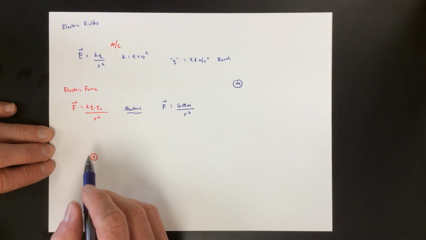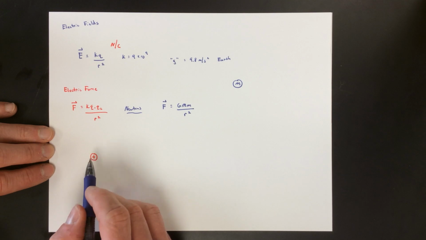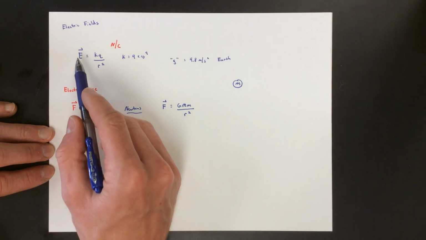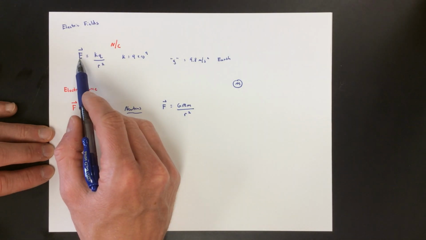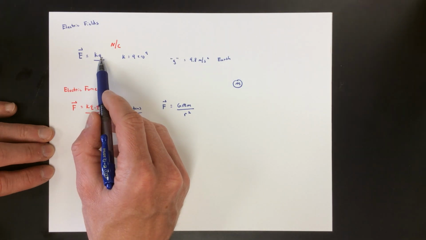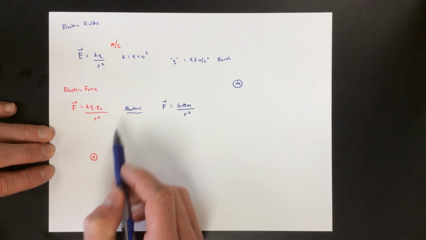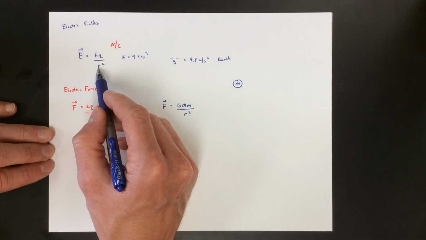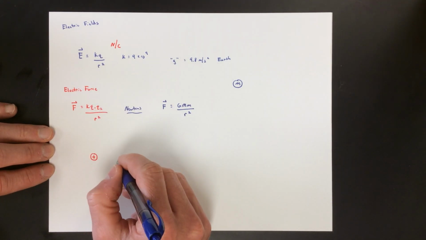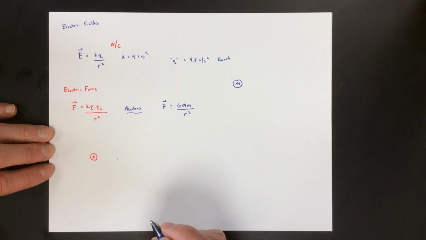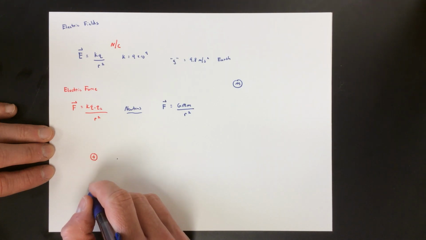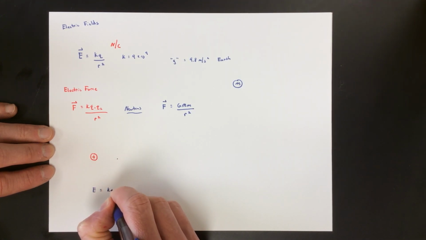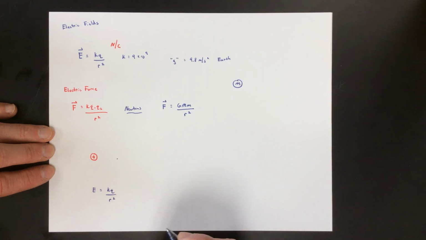Very similar here. If you tell me the charge here, I can tell you the electric field at any point in space. The electric field is a function of the charge, meaning how big this charge is, and then how far you are away from that charge. So if I wanted to know the electric field at that moment right there, I just need to know that the E field is KQ over R squared, where R is that distance.